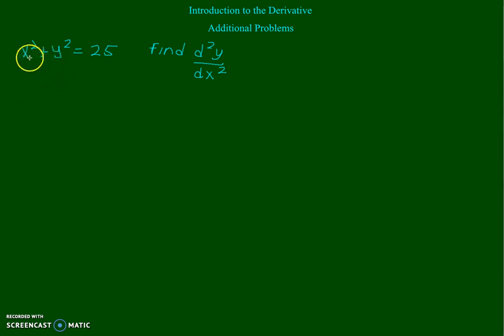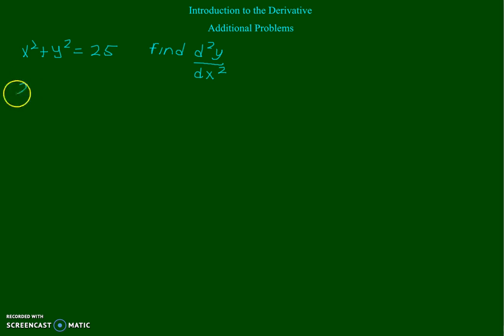So the first problem I want to work out is I want to take the second derivative of this function. The second derivative is denoted as d squared y dx squared. That is the second derivative of y with respect to x. So here this is an implicitly defined function, and the first step is to take the first derivative. So let's go ahead and do that.